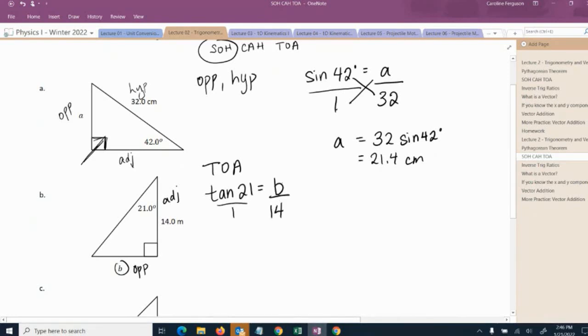So again, I can cross multiply. I get B when I do it this way, equals, and then this way I have 14 tan 21. And I can just type that on my calculator. 14 tan 21.